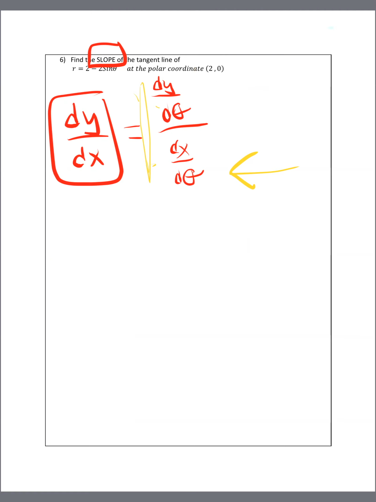All right, so I'm going to ask each of you to help me figure this out. I'll start you off by writing the two original formulas from the beginning of the review. x is equal to r cosine of theta, and y is equal to r sine of theta. So Julia, what do we do first?